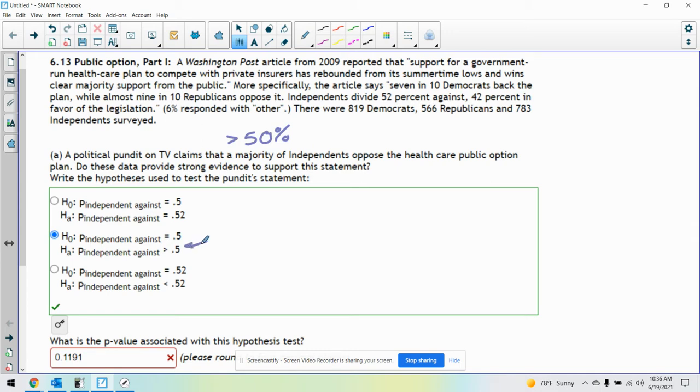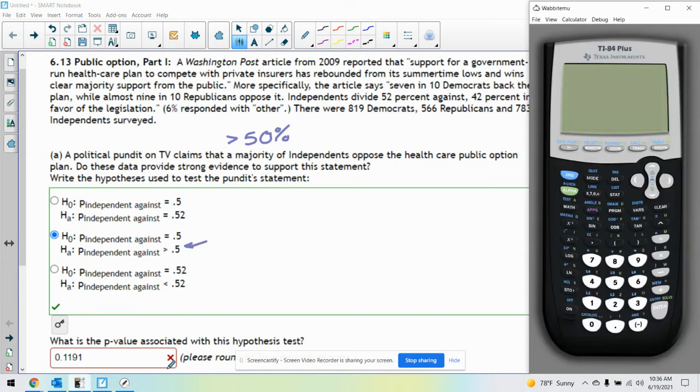So, now we're going to run a hypothesis test. This is on a proportion. So, when I go to stat over to my tests, I'm going to do a one prop z test. Whenever you're talking about proportions, you want to do a one prop z test. So now it says, what's the null proportion? That's 50%.